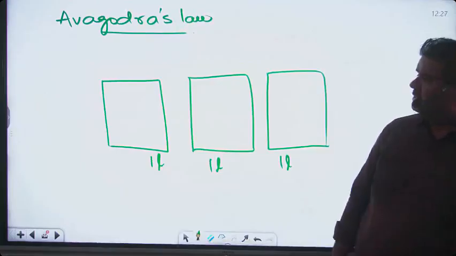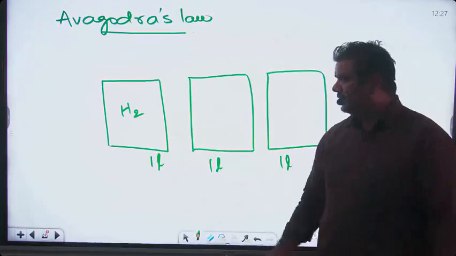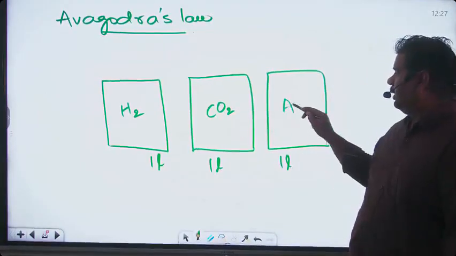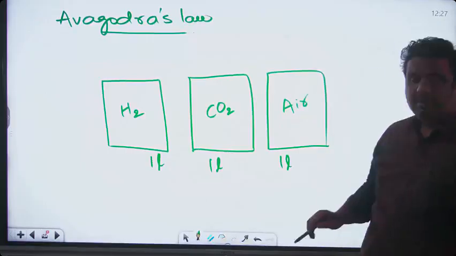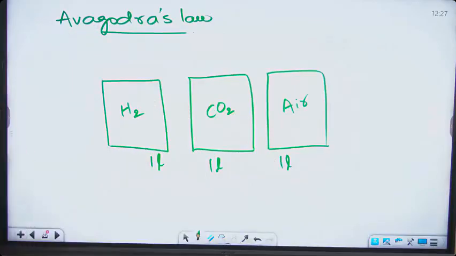So in the first cylinder we are having hydrogen gas. The second one we are having carbon dioxide, and in the third one we are having air. Any difference? What is the common thing in all three? All three have gases. So what is the difference among these 3 gases? Hydrogen's density is low, carbon dioxide's density is slightly higher, and air's density is even higher. Now we are not bothered about the density.